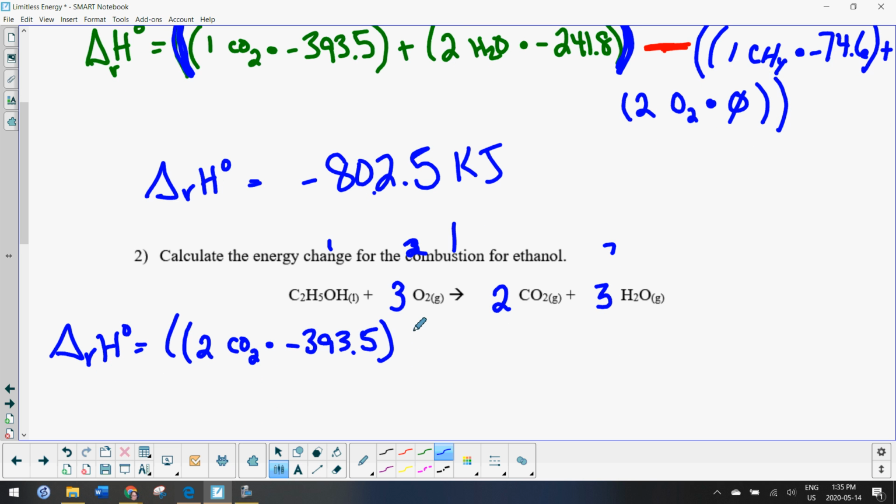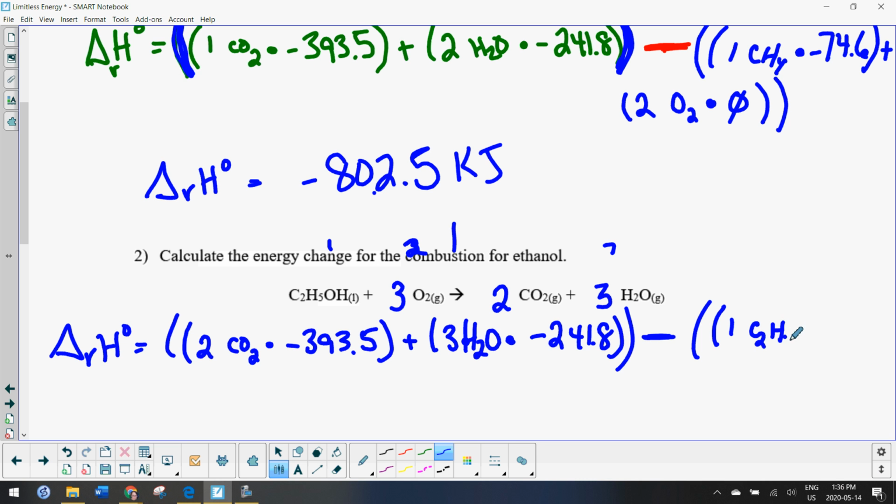Now plus bracket, I have 3 H2O's on this side times negative 241.8. That's all I have for products, so close my bracket, minus bracket, I have 1 C2H5OH, so that one I don't know my heat of formation for.